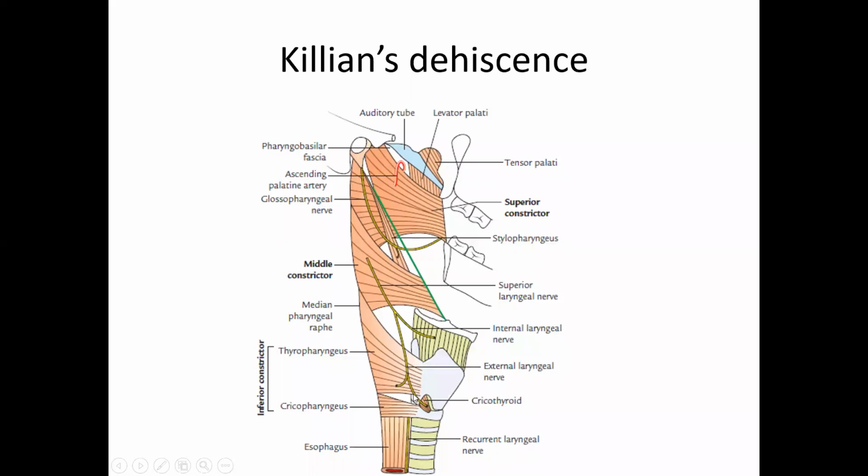And there is a weakness between the thyropharyngeus and cricopharyngeus. The cricopharyngeus, like other constrictors, is supplied by the pharyngeal plexus. The cricopharyngeus has an additional branch from the recurrent laryngeal nerve. Because of the additional branch from a different nerve, there are chances that the peristaltic wave will get affected because of the additional nerve supply to the pharynx.